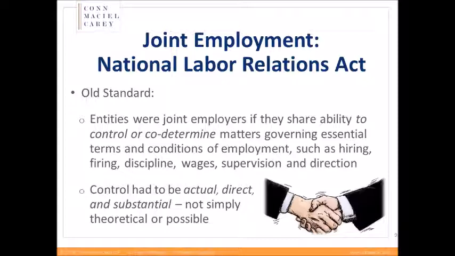The old standard, basically for most of the time up until 2014 or 2015, was that entities were joint employers if they shared the ability to control or to co-determine matters governing essential terms and conditions of employment, such as hiring, firing, discipline, wages, supervision, and direction. So the control had to be actual, direct, and substantial. Theoretical control or possible control wasn't part of the equation at that time. The relevant inquiry was just whether your company exerted a significant and direct degree of control over a worker.